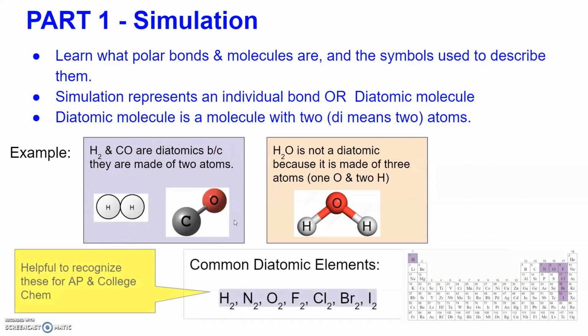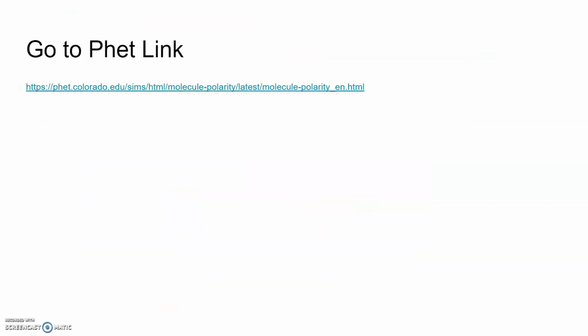And just a quick note, this is sort of like an FYI. Anyone who's planning on taking AP or college chemistry, there are some common diatomic elements that you ought to know, and I sort of highlighted where they're at in the periodic table. So H2, N2, O2, F2, Cl2, Br2, I2. We're not going to necessarily be tested on that here, but since it's related to what we're talking about, I just put that here. All right.